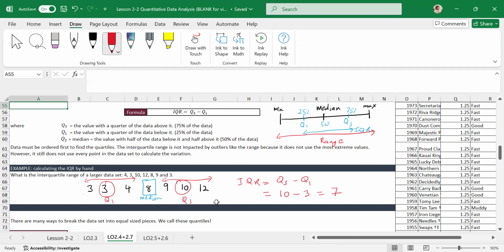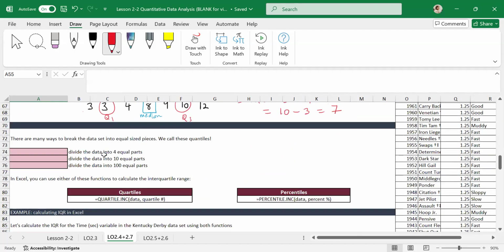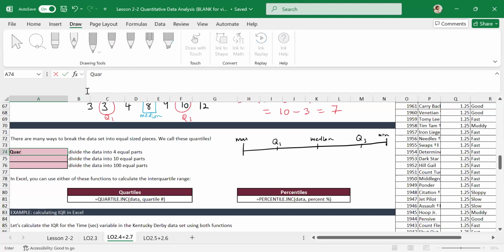To help you a little bit more with how you calculate this interquartile range in Excel for large data sets, let's talk about other ways you can break the data into pieces. We talked about you have your max, you have your min. If you have the median in the middle, that's 50% of the data. Q1 would be 25% and Q3 would be 75%. So that's the quartiles that break the data into 4 equal parts.